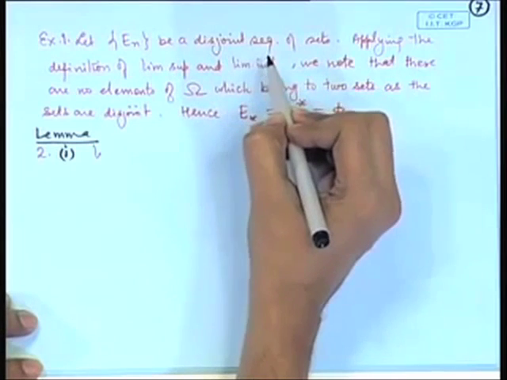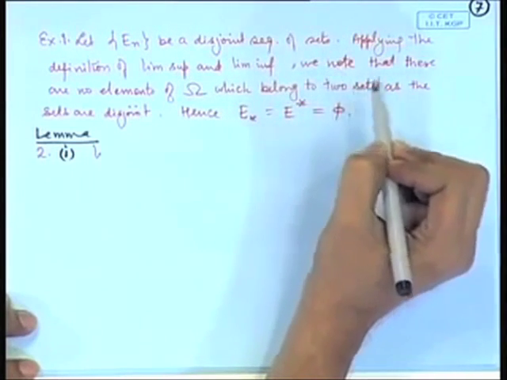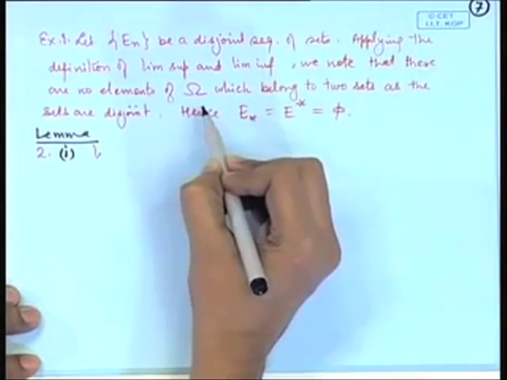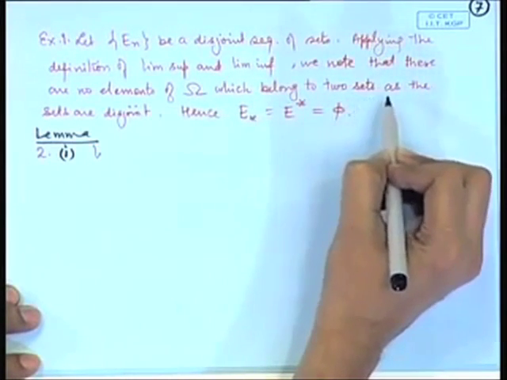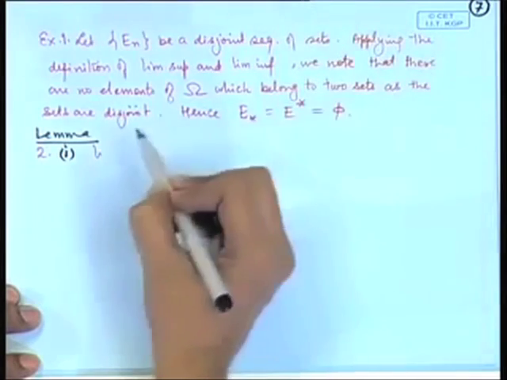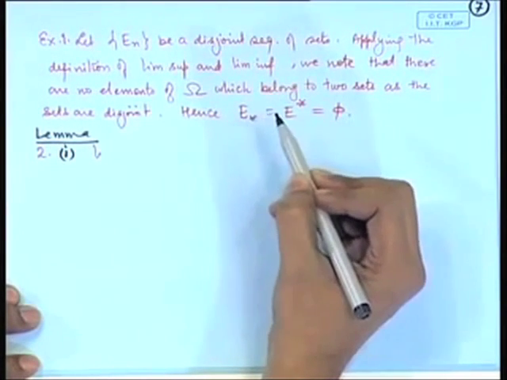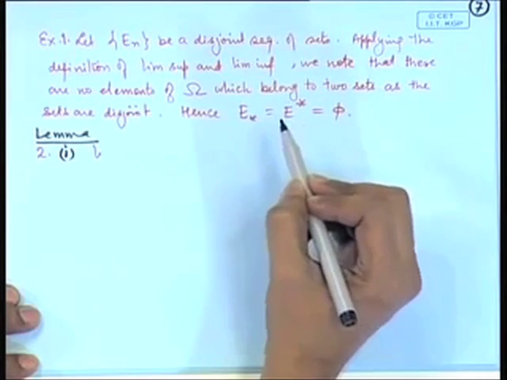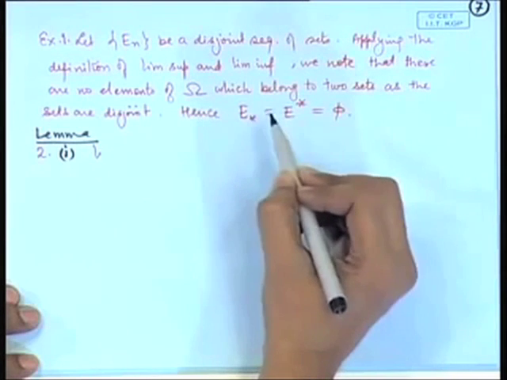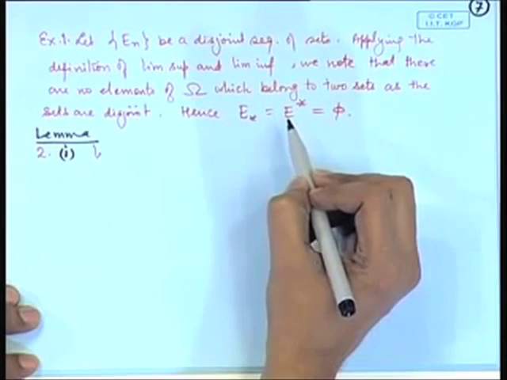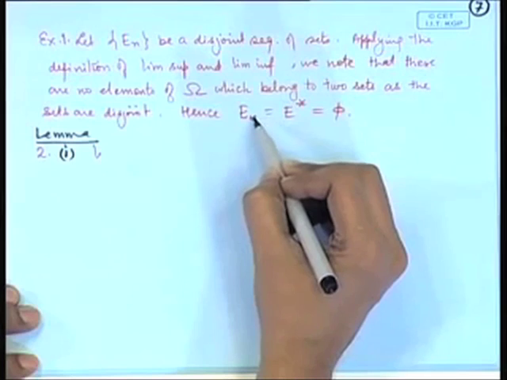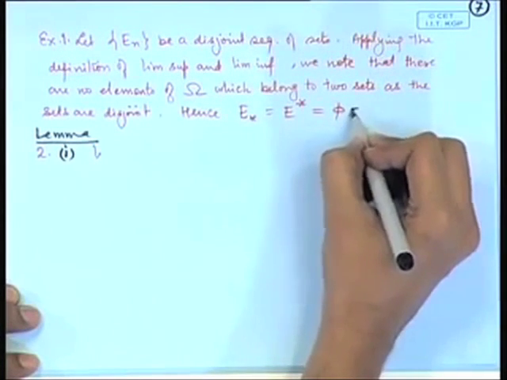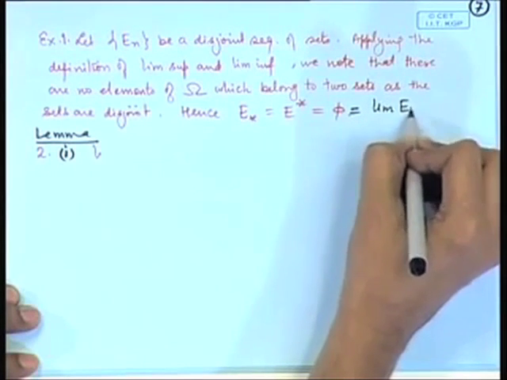Let us consider a disjoint sequence of sets. If we apply the definition of limit superior and limit inferior, then we note that there are no elements of omega which belong to two sets, because the sets are disjoint. Therefore, no point in the set omega can satisfy the property of belonging to either infinitely many En or all but finitely many En. Therefore, limit inferior as well as limit superior are both the empty set, and it is equal to the limit of the sequence of the sets.